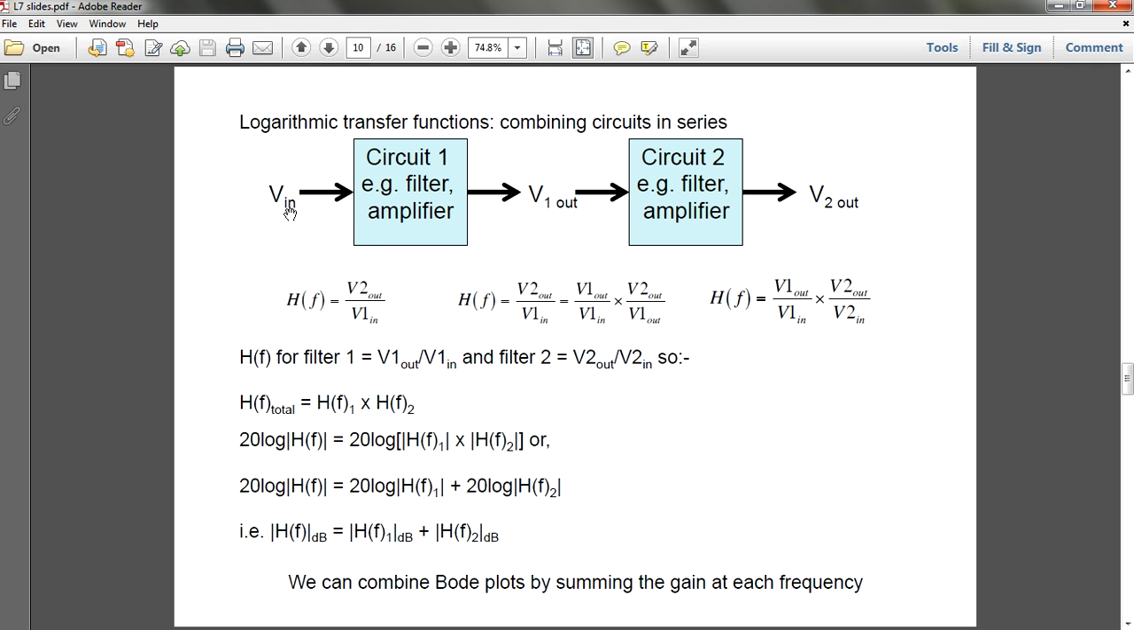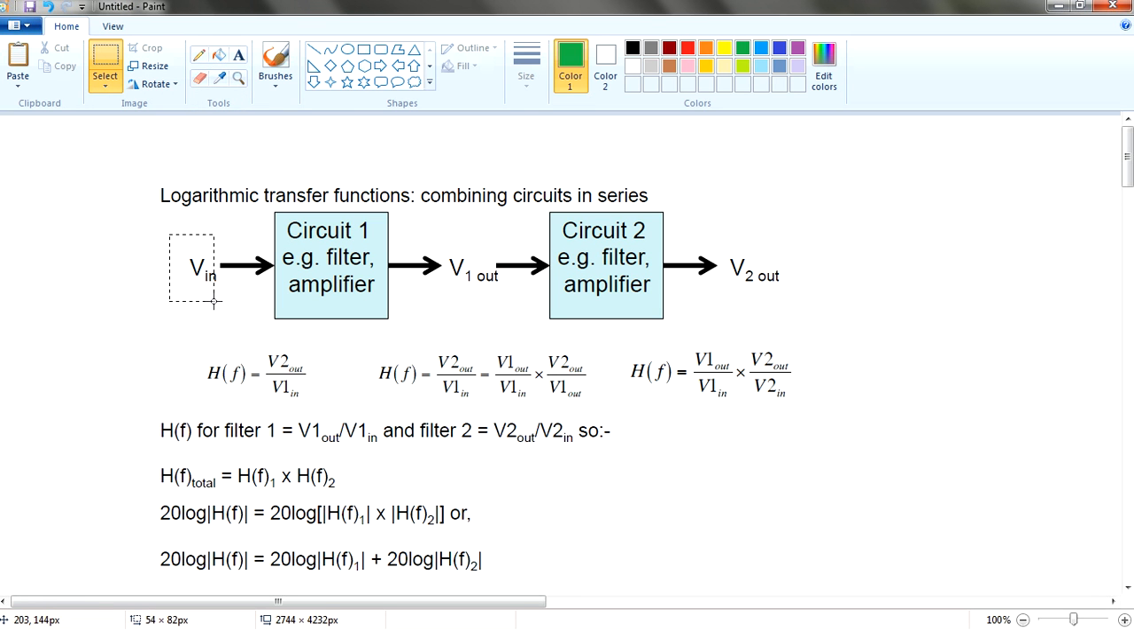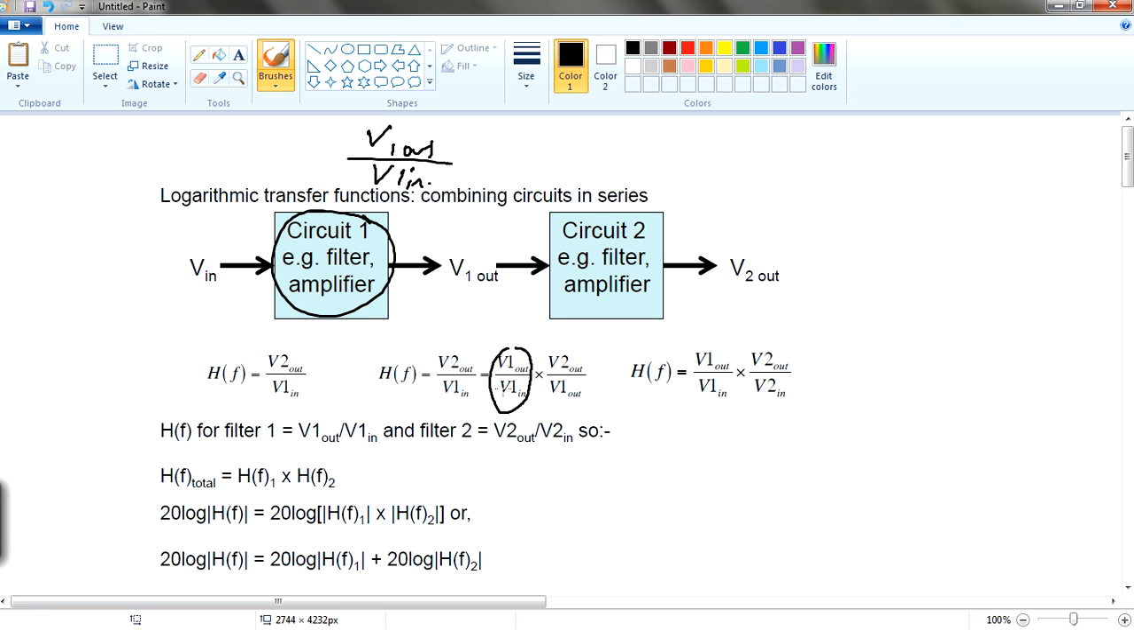When you have a series of filters or amplifiers connected in series, what are you going to have? Initially I have a V in into the circuit, so you have V1 out over V1 in, correct? So maybe I should write it down. If you want to find the transfer function for this circuit, you have V1 out over V1 in, right? This also explains why you have this thing over here.